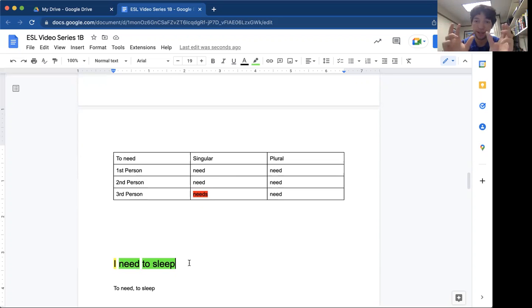Since both of the verbs are right next to each other, the first one gets conjugated based on the subject, and then the second stays unconjugated. So I need to sleep. To sleep is the unconjugated form of the verb. And if that's too much to remember, you're like, oh, I don't really want to remember it's an infinitive, just remember, if there are two verbs next to each other, you stick a to in between them. That's a quick, simple fix for that. Hopefully it will be useful in the future.